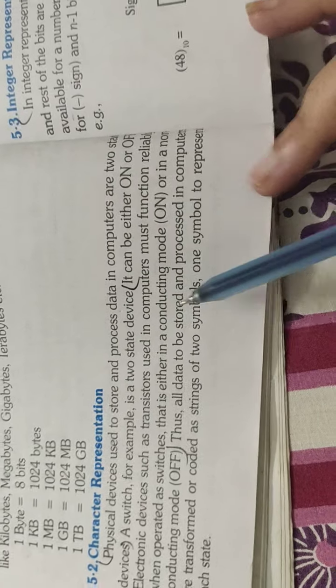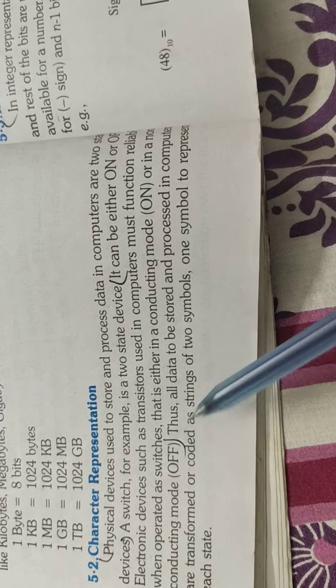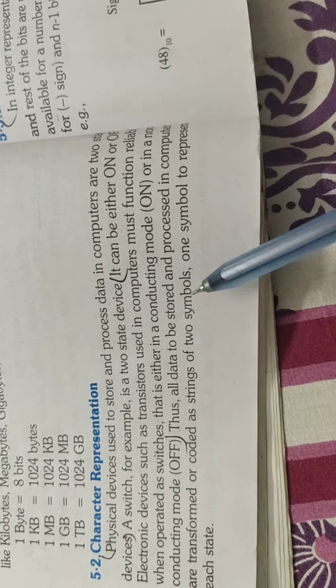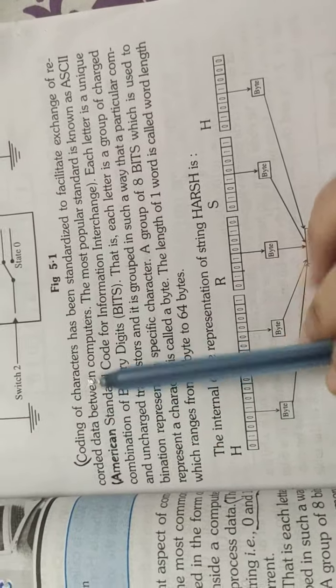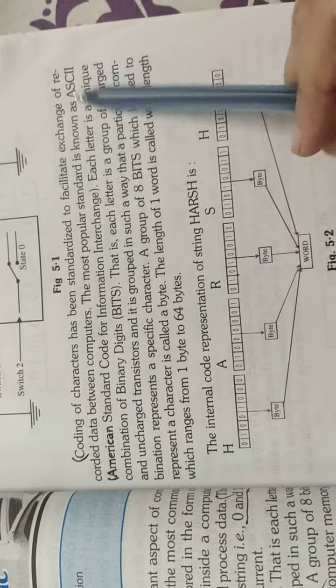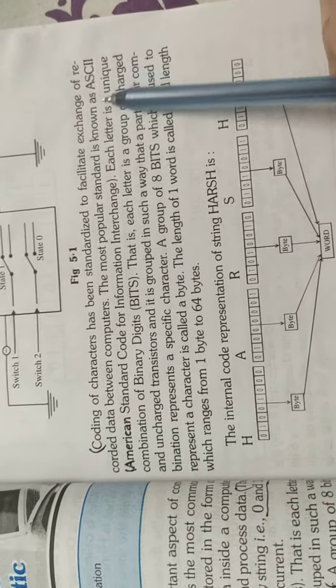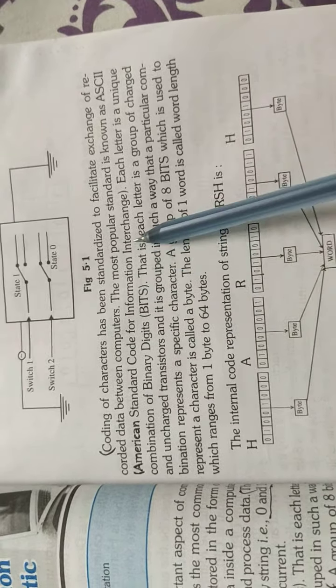Thus all the data which is stored as well as processed in the computer is transformed or coded in two symbols. One symbol is used to represent each state. The coding of the characters has been standardized according to ASCII. ASCII is the American Standard Code for Information Interchange.